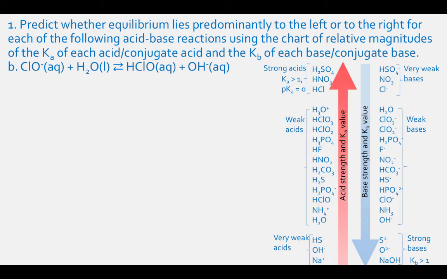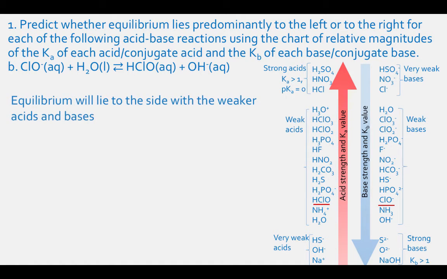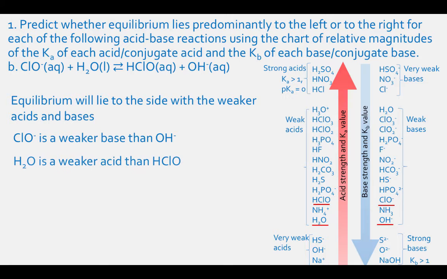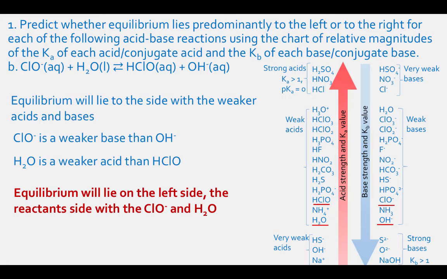For letter B, find ClO negative on the chart, and you will see that it is a weak base. HClO is a weak acid, but the equilibrium will lie on the side that has the weaker acid or base. By comparing the base ClO negative to the conjugate base OH, we find that ClO negative is the weaker base. Similarly, by comparing the acid H2O to the conjugate acid HClO, we find that H2O is the weaker acid. As a result, the equilibrium will lie predominantly on the left side, or the reactant side, with the ClO negative and H2O.